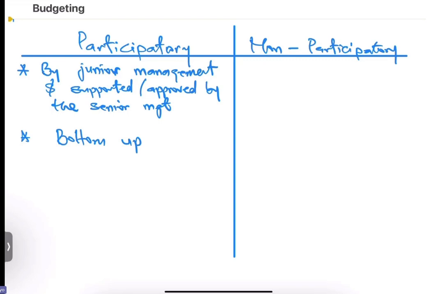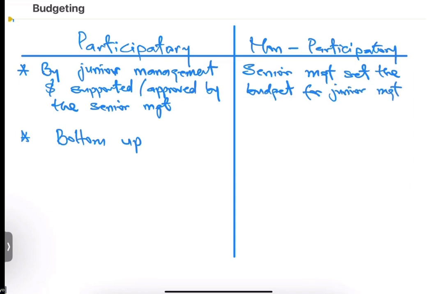The opposite is what you get in non-participatory, where the junior management are not actively involved. In this case, senior management just set the budget. So for non-participatory, they don't need those junior guys to come in. The senior management just set the budget for junior management to execute. And this is definitely top down, because it starts from the top and is enforced on the guys at the bottom.